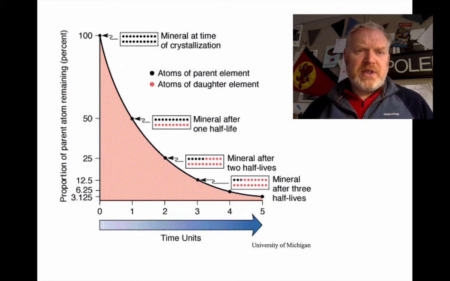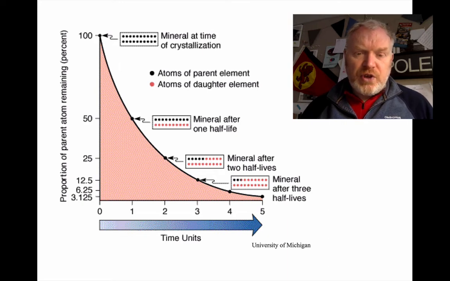So we start with 100% of parent atoms. After one half-life, we have 50% left. Two half-lives, 25% of those original parents. Three half-lives, 12.5. Four, 6.25%. And after five half-lives, we're down to 3.125% of the original parent atoms.